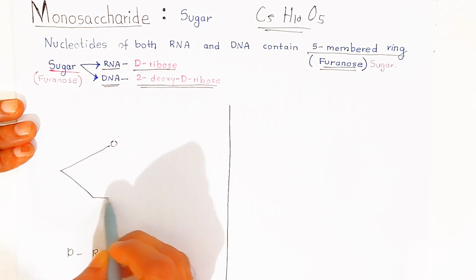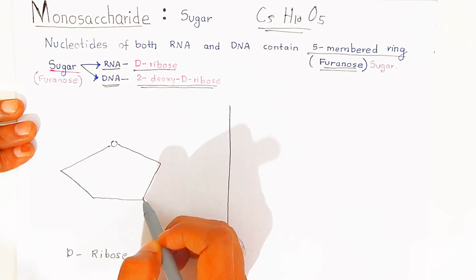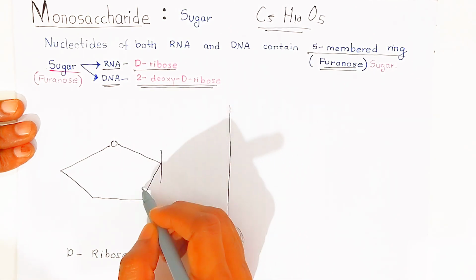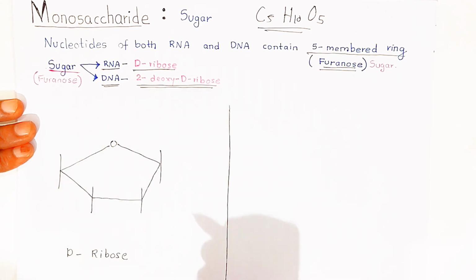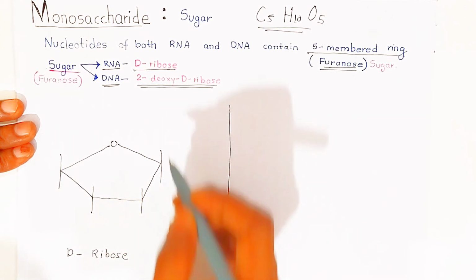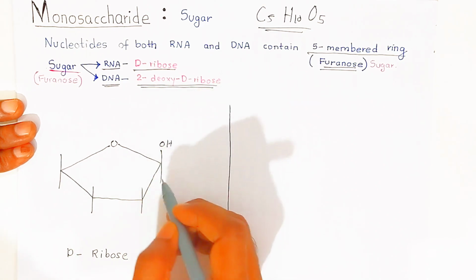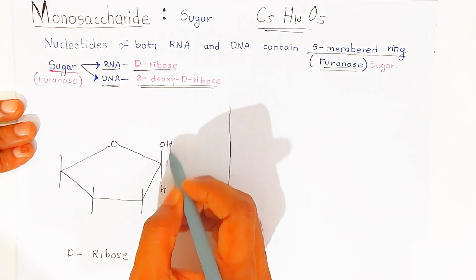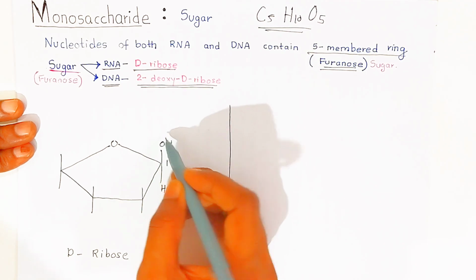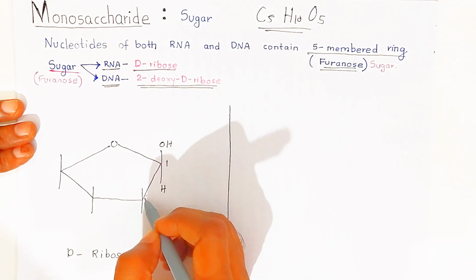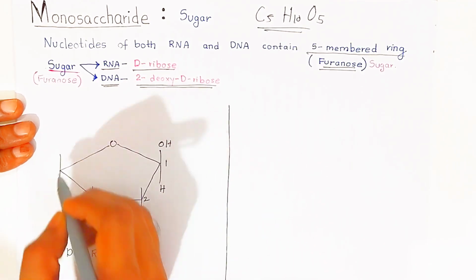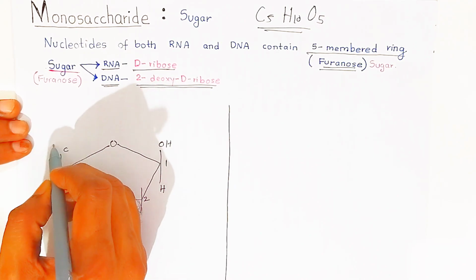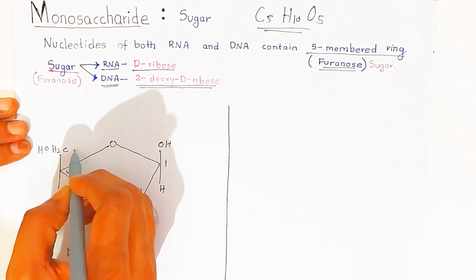So this way, students, you can draw the structure of D-ribose. Carbon is tetravalent, so this way you have to draw the tetravalency of the carbon. Okay, students, because it is D-ribose, here the hydroxyl group will be above and hydrogen will be below. In the first carbon, hydroxyl group will be upside and hydrogen downside. This is carbon number 2, 3, 4, and the 5th carbon will be like this, CH2OH.